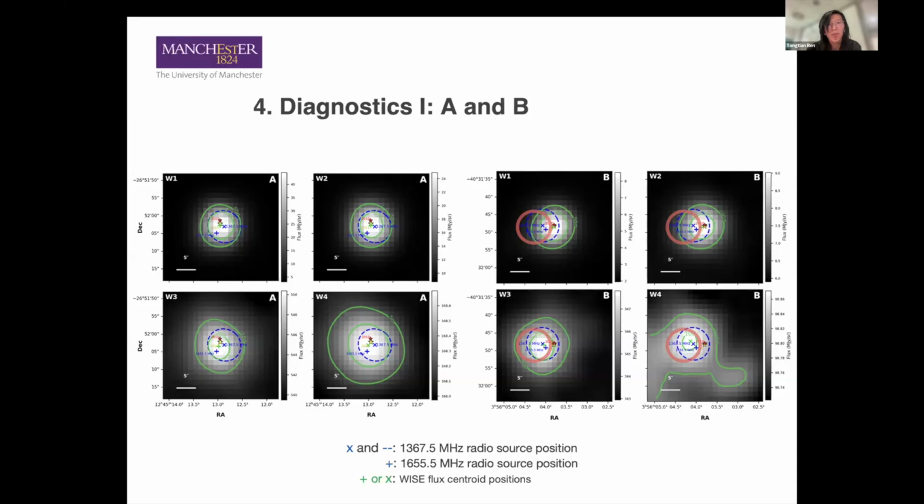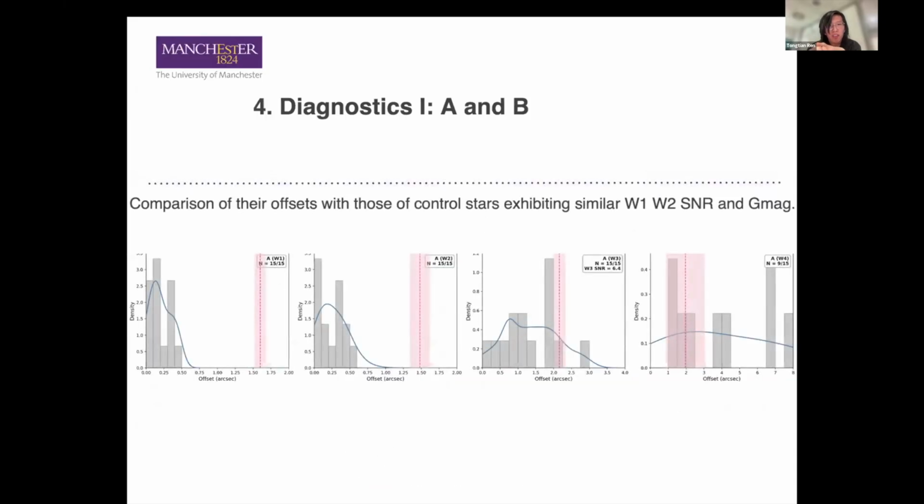And let's move on to some other evidence. Although for candidate A in W1, W2, W3, W4, the centroids of the infrared emissions look to be blended.